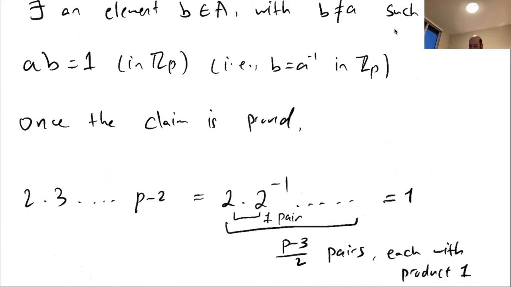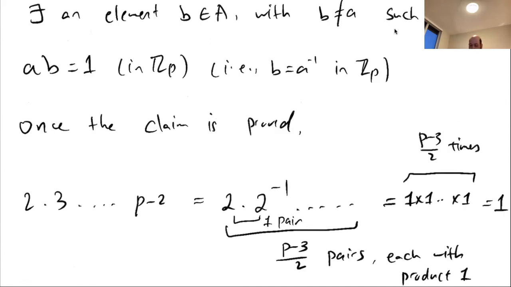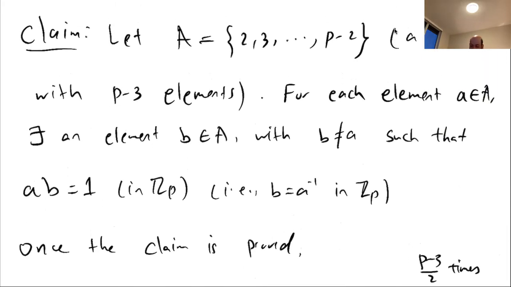So this is 1 times 1, P minus 3 over 2 times, which is 1. Again, as I said, in ZP all the calculations are done mod P.